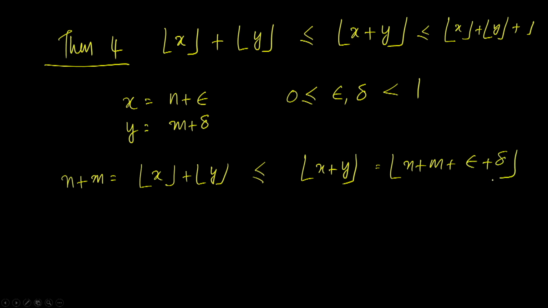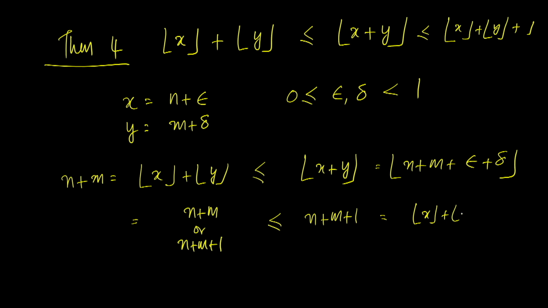So, depending on epsilon and delta, this is either n plus m or n plus m plus 1. So, indeed the first inequality holds, n plus m is less than or equal to this, and this is less than or equal to n plus m plus 1, which is what floor of x plus floor of y plus 1 is. Therefore, the second inequality too.